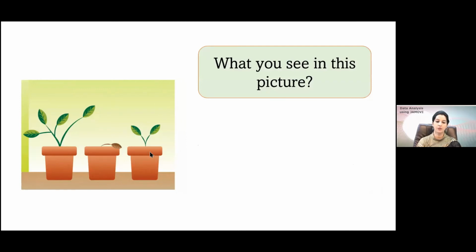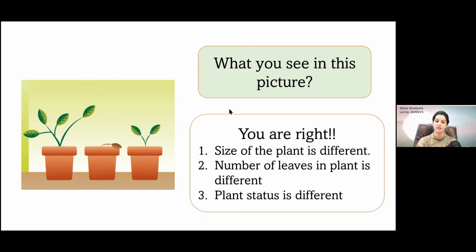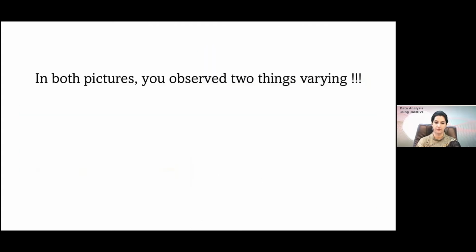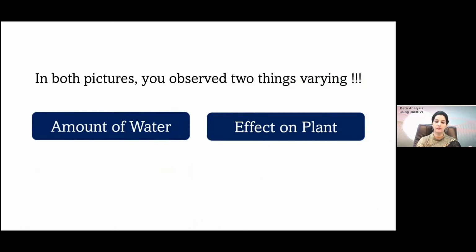Now what do you see in this picture? In this picture, you can see that there is a plant. This one is not growing very well, and this is okay, but not as good as the first plant. So you can see that the size of the plants is different, the number of leaves in each plant is different, and the status of the plant is different. So in both the pictures, you have observed 2 things which were varying. You can vary the amount of water, and you can see the effect on the plant.